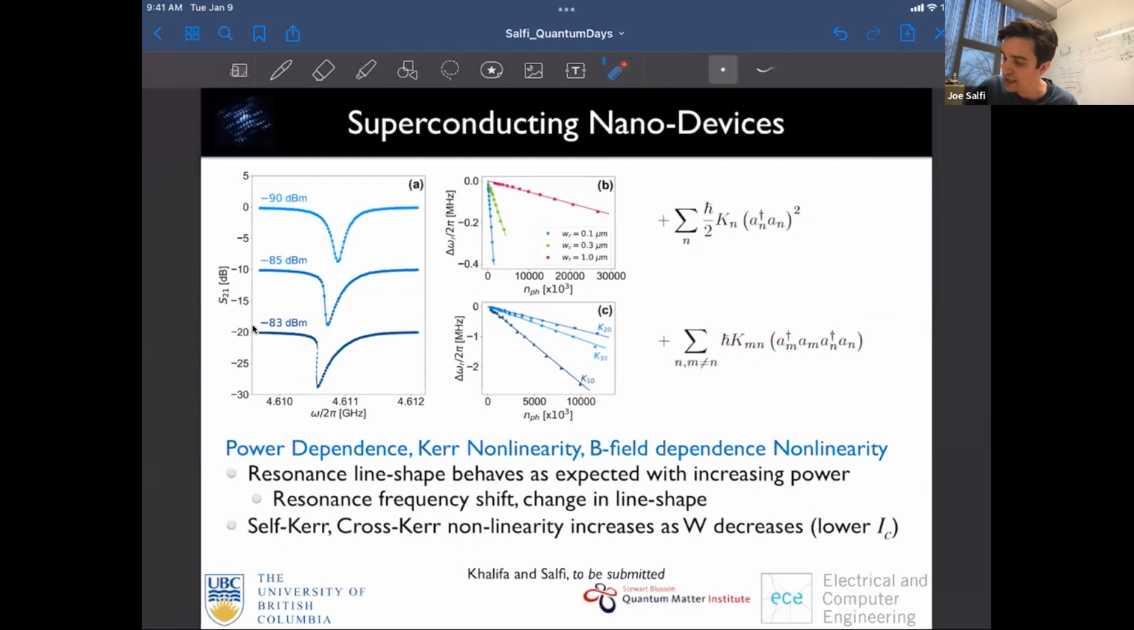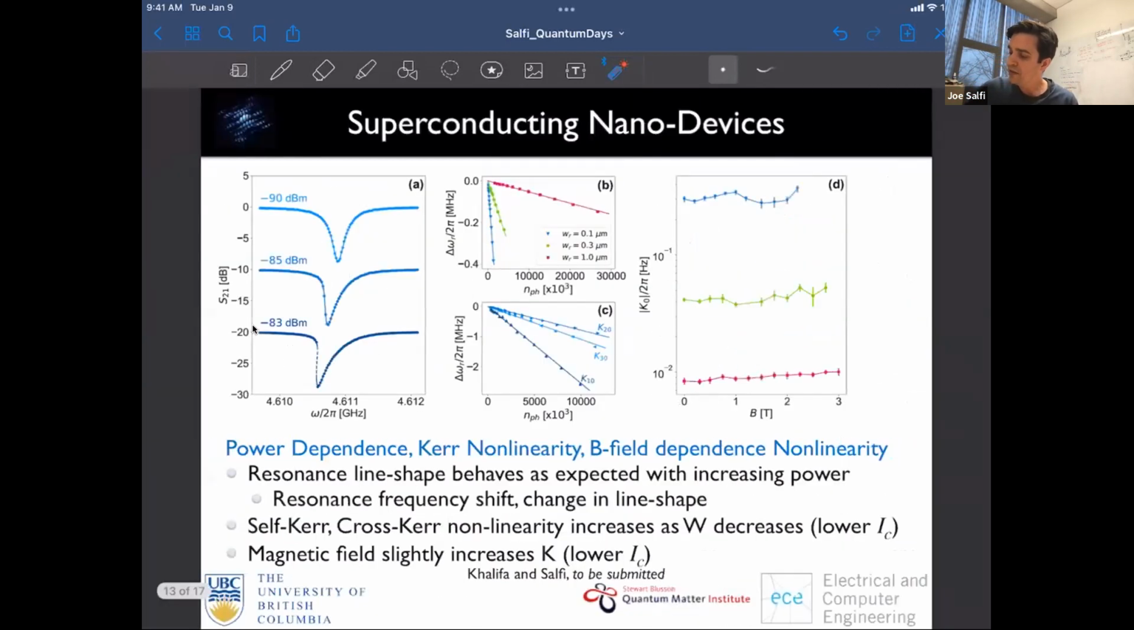And then the key thing is that the thinner wire, the 0.1 micron, has the stronger Kerr coefficient because the critical current is smaller. That's the scale that matters, the critical current. Then we see that when we ramp up the B field, the Kerr coefficients are just increasing ever so slightly. And that's because we're slightly lowering the critical current as we apply the magnetic field in the plane of the superconductor.